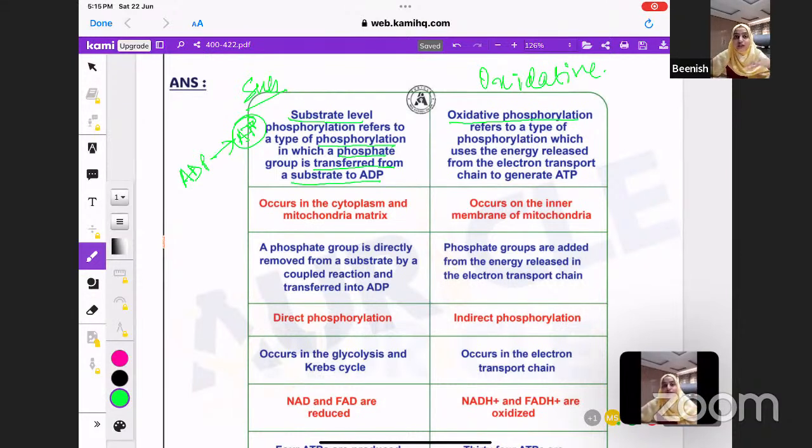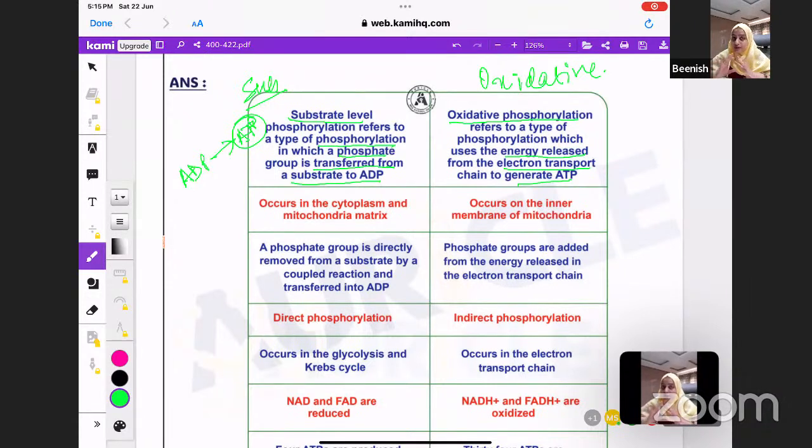You are not getting reducing equivalents which then need to go into the electron transport chain as in oxidative phosphorylation, and which will then later on give energy. Okay. So that is what substrate level phosphorylation is. Now talking about oxidative phosphorylation, this refers to the type of phosphorylation which uses energy released from the electron transport chain to generate ATP. So this will be more clear once we're done with oxidative phosphorylation. That is what the topic is. So it is very much okay if you're not able to understand this right now, but at least understand what substrate level phosphorylation is.